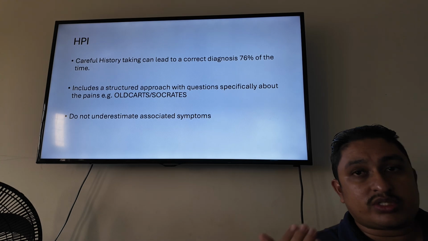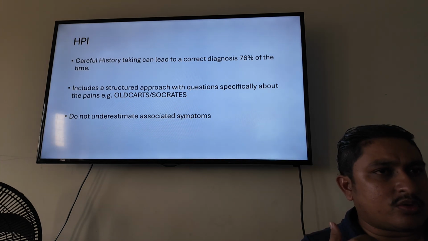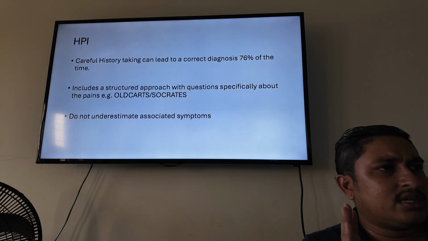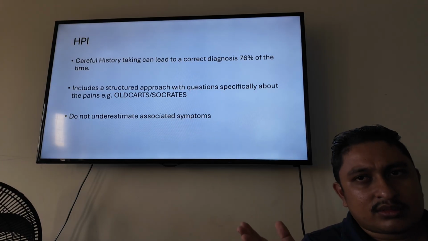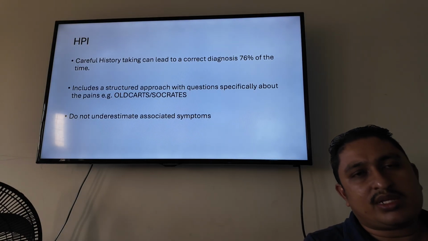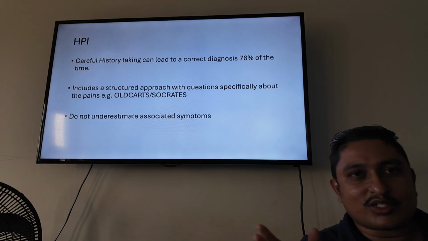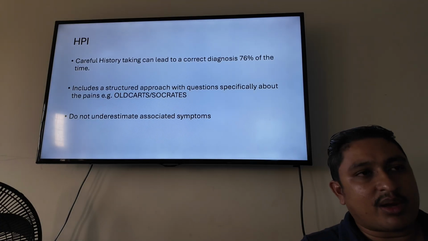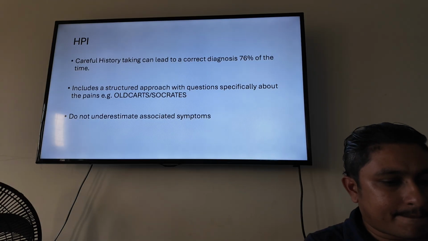The other thing is the associated symptoms. I know that when you're going through medical school, they tell you to do a review of systems, but how are you going to ask questions about eye pain as associated with abdominal pain, right? There is an association, but it's so far off that it probably won't even present in your practice.